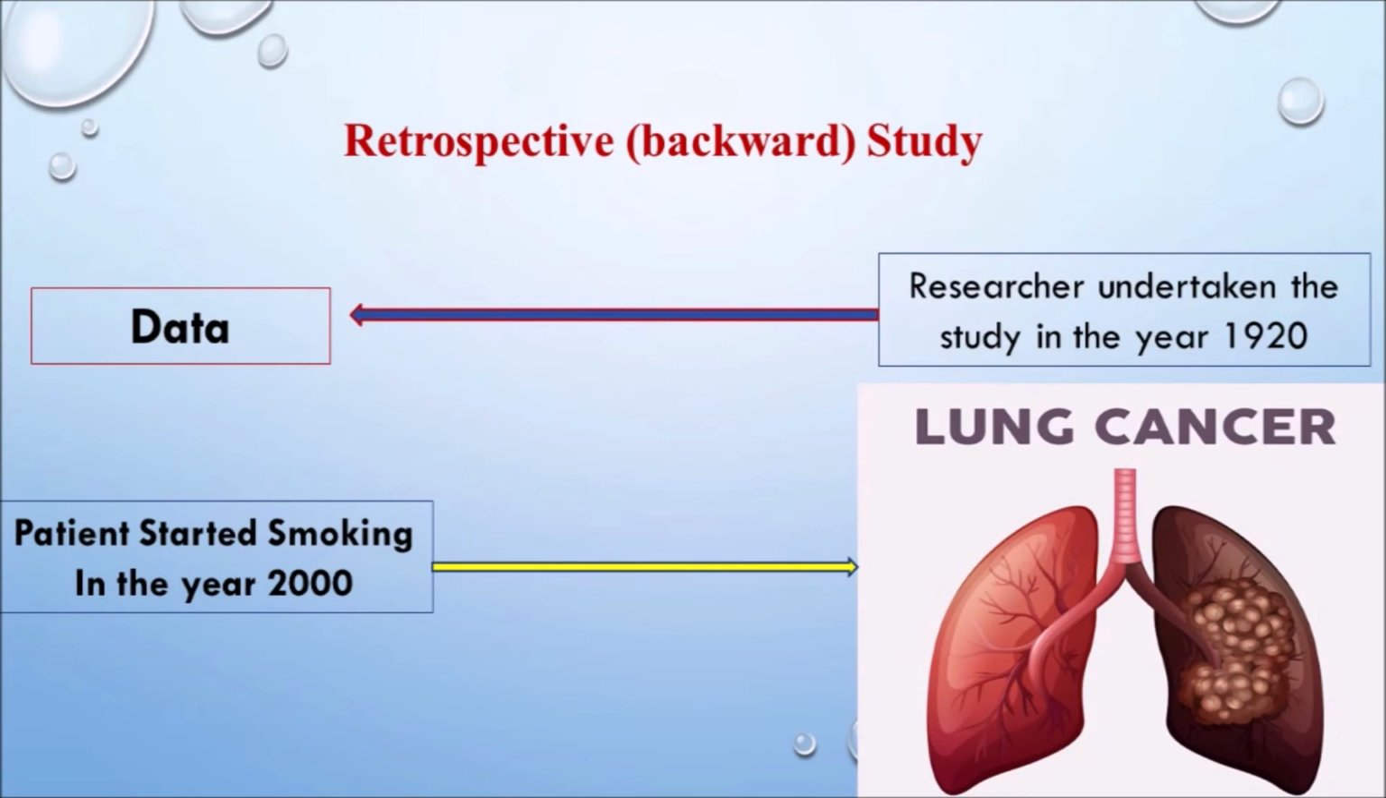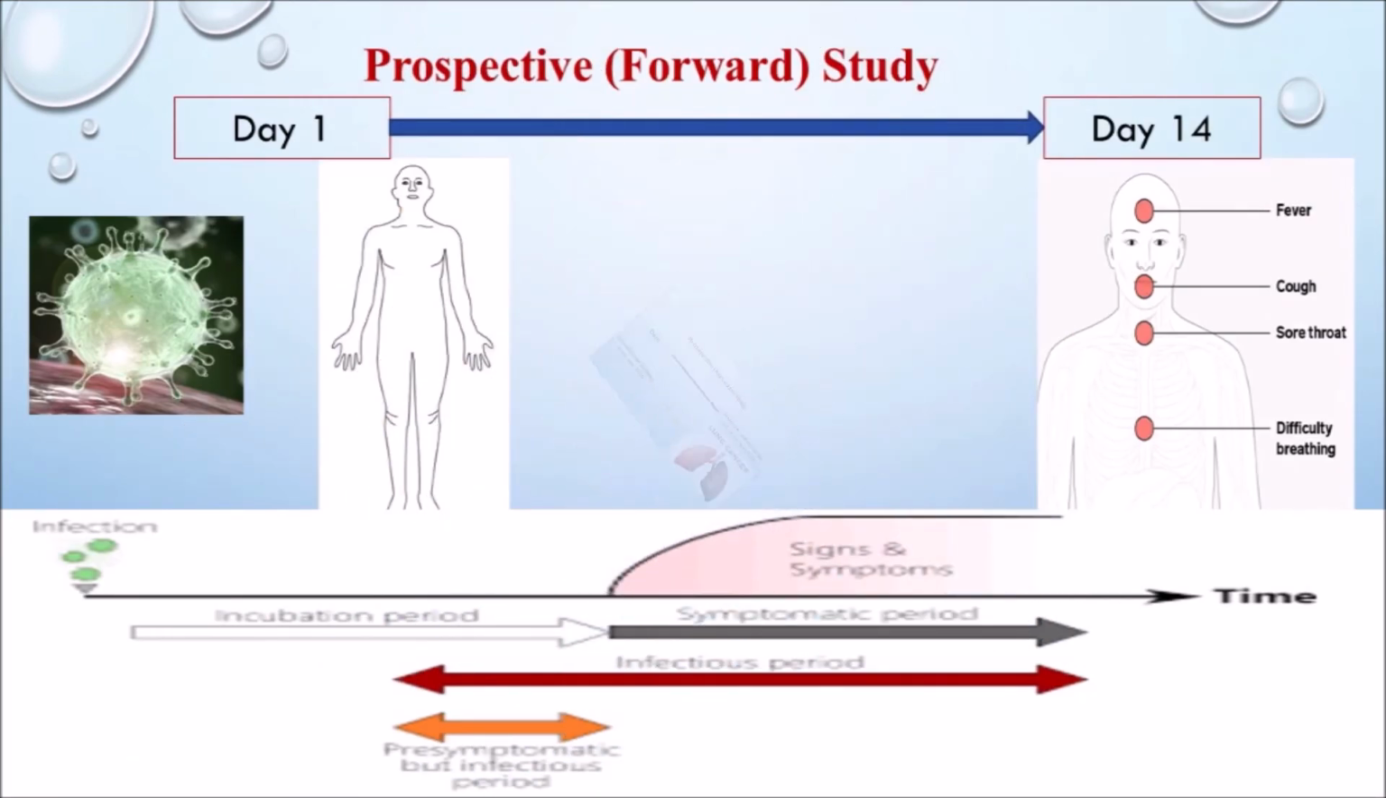Another example, if the investigator wants to study the incubation period of coronavirus. In such a study, the investigator injects the virus into the host and waits till signs and symptoms arise in the host. Meaning here the investigator is looking forward. Such kind of studies are said to be prospective studies.